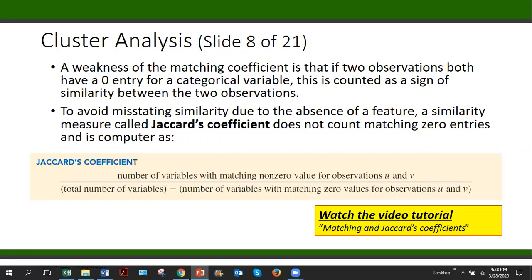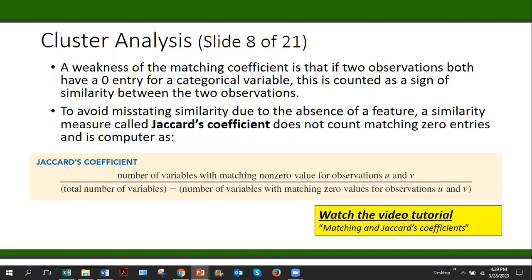The method we learned is called the matching coefficient, and the way we calculated it, we just counted how many variables are matching, so how many matching zeros and how many matching ones we have. We calculate the total number of matches and divide it by the total number of variables. One weakness of this matching coefficient is that if two observations have zeros for the same variable, they will be treated as similar, which is not true in many real life situations.